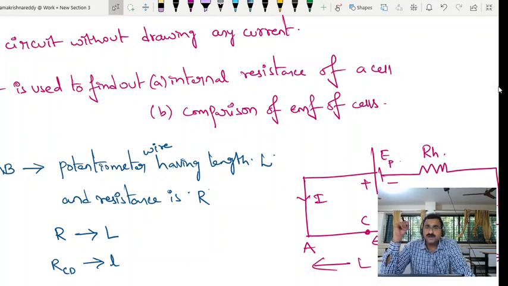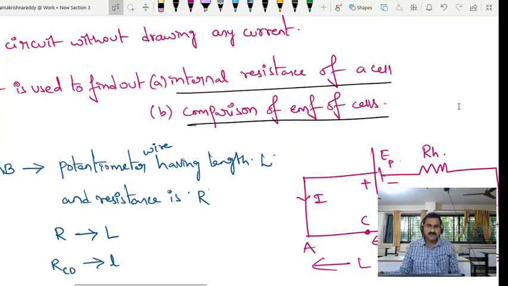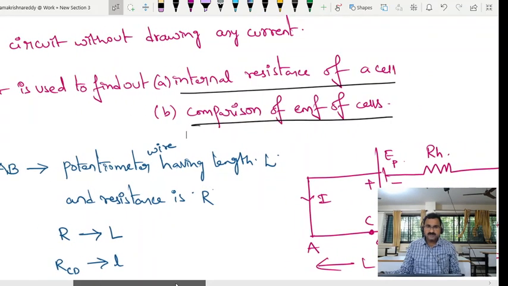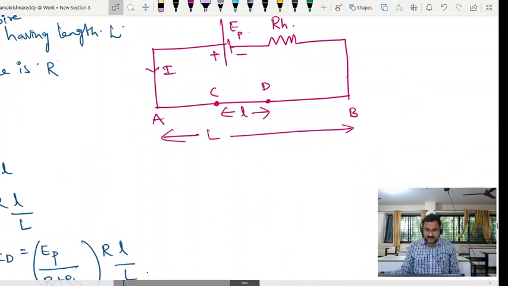The main uses of the potentiometer are finding the internal resistance of a cell and the comparison of EMF of cells. Many other uses are there, but mainly we are focusing on these two: internal resistance of a cell and comparison of EMF of cells. Here, see the general circuit diagram, the simple circuit diagram.